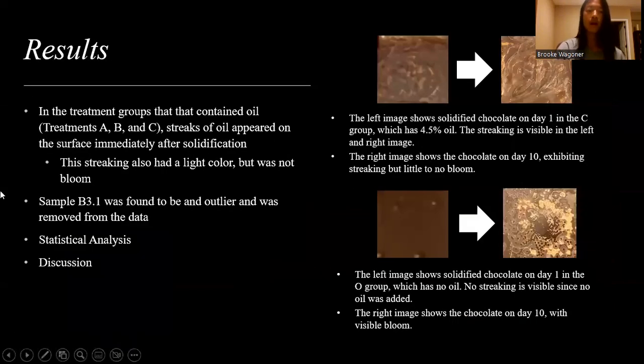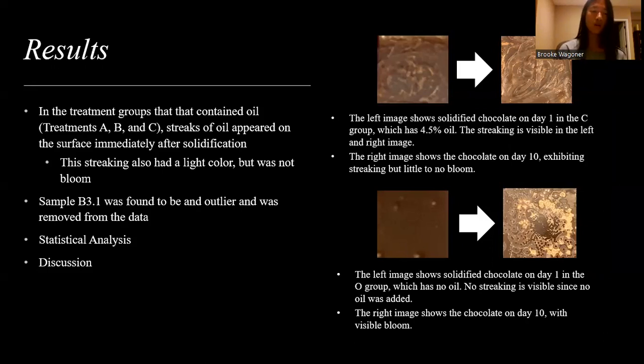So for my results, I had a bit of an issue with the samples containing oil, so treatments A, B, and C. The oil wasn't properly emulsified into the chocolate mixture, so that created some streaking, as you can see in the top left and right image. This also had a very light color, but wasn't bloom. So in my final sums, that kind of threw off my numbers.